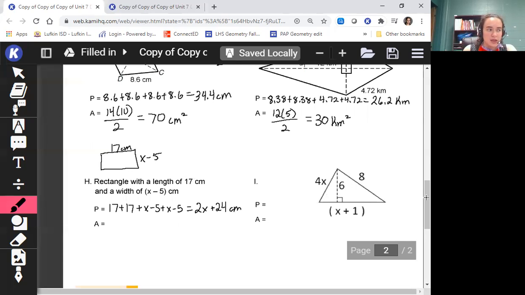And then we need to find the area of the rectangle. So length times width, so 17 times x minus 5. Remember that we have to distribute anything that's outside the parentheses. So 17 times x minus 17 times 5, which is 85 centimeters squared.